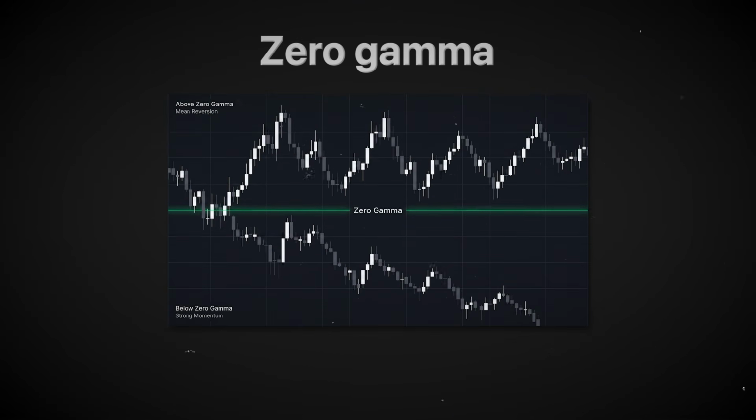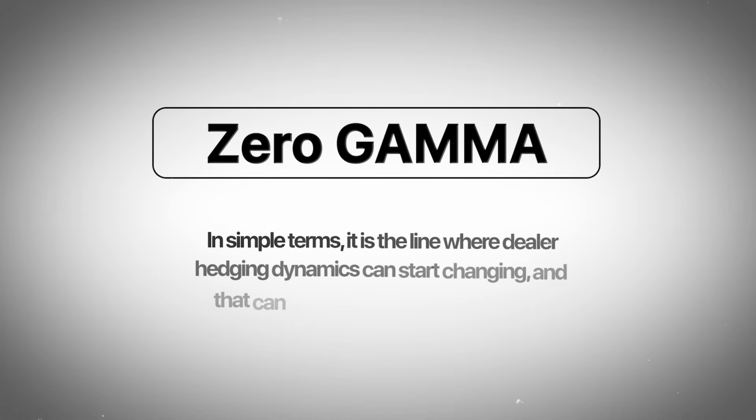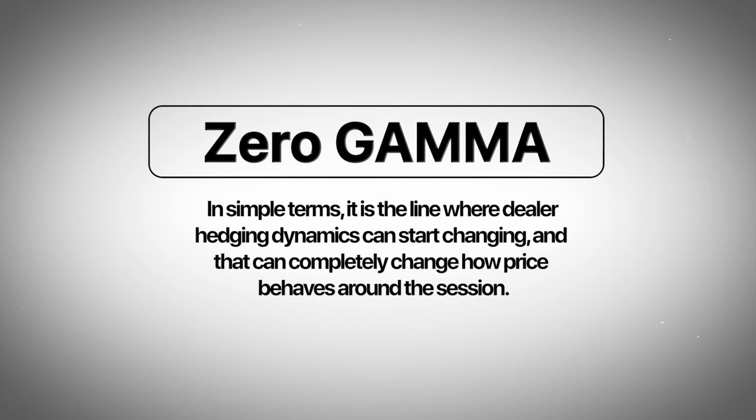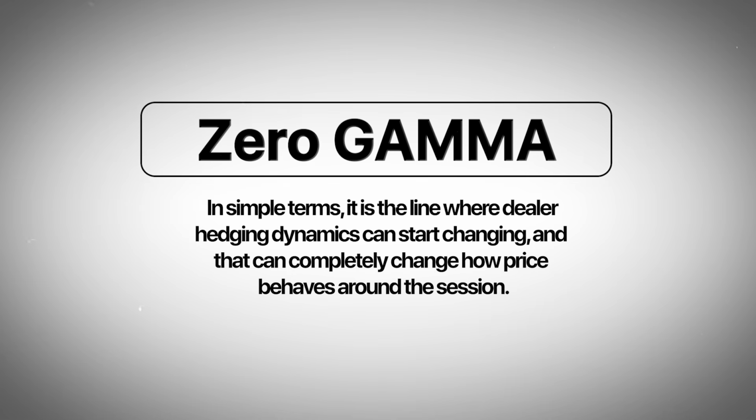Then we have zero gamma. This is one of the most important concepts. Zero gamma is the area where the market can shift from one type of behavior to another. In simple terms, it is the line where dealer hedging dynamics can start changing, and that can completely change how price behaves around the session.